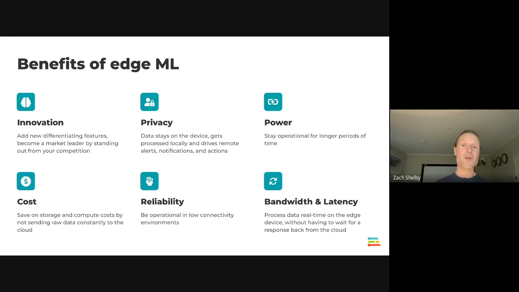Cost, right? When we can do this locally, we can save the amount of money we need for storage and compute by sending tons of data to the cloud. That is getting expensive. Your AWS bill really is an issue in many, many organizations. And then, of course, reliability, right? We don't need all that bandwidth and latency. We don't need the internet at all for this stuff to work.